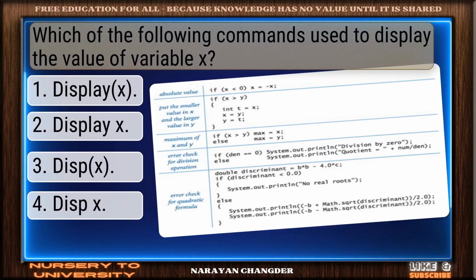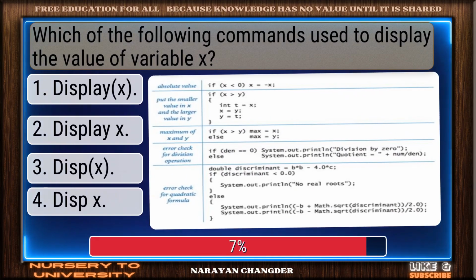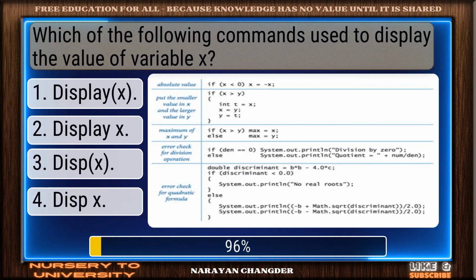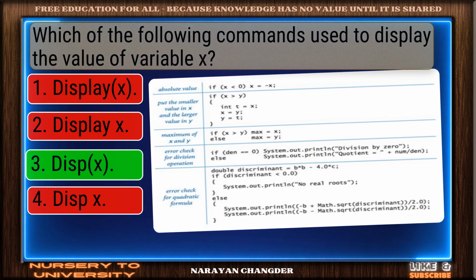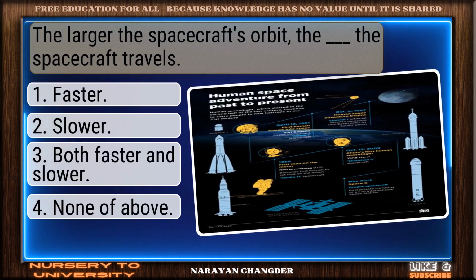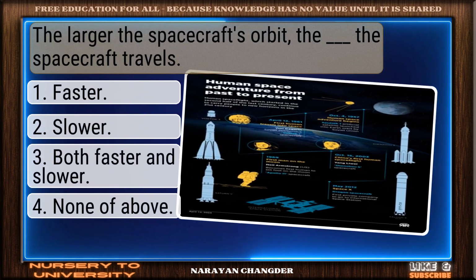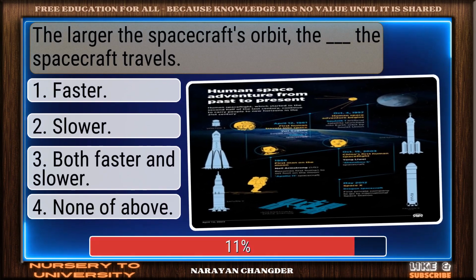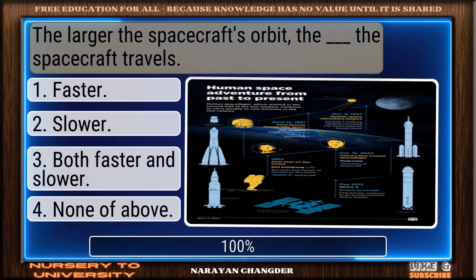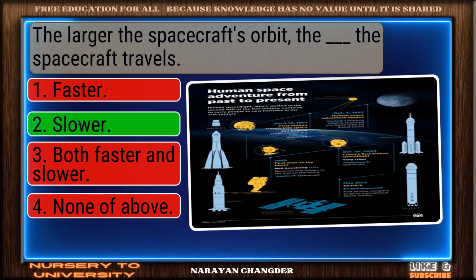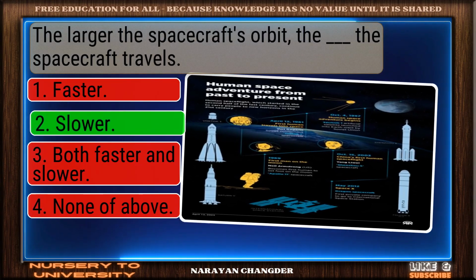Which of the following commands is used to display the value of variable x? You chose disp, and it is correct. The larger the spacecraft's orbit, the dash the spacecraft travels. Nice selection. Slower is the correct and valid answer.